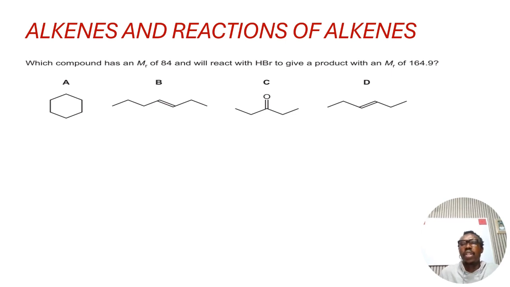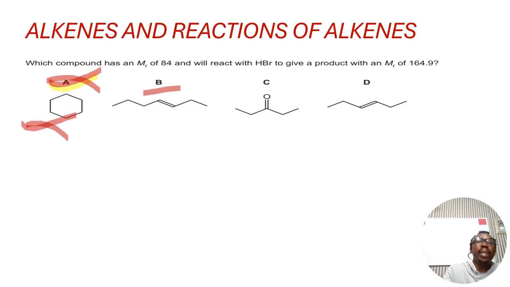You know, the major reactions of the alkenes have to do with electrophilic addition. So if you look at the options, the compound reacts with what? Hydrogen halide, which is hydrogen bromide. So A is out of it. A is not the answer because A is a cycloalkane, and cycloalkanes don't react with what? Hydrogen bromide. So A is out of it.